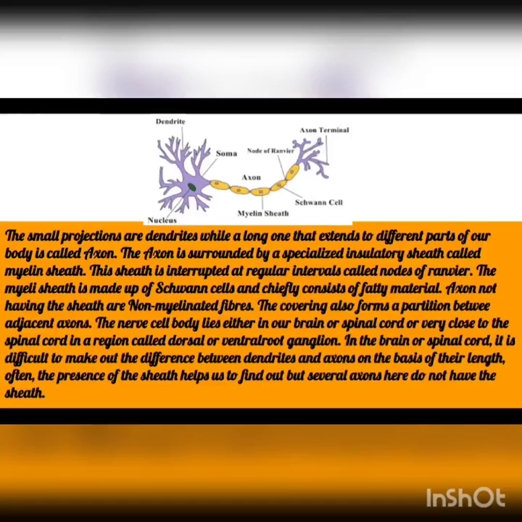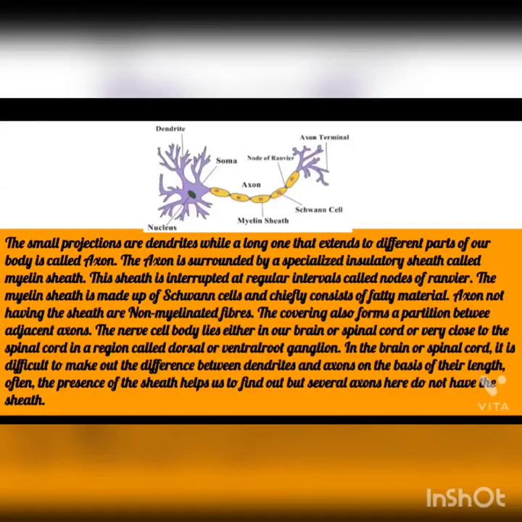The axon is surrounded by a specialized insulator sheath called the myelin sheath. This sheath is interrupted at regular intervals called nodes of Ranvier. The myelin sheath is made up of Schwann cells and chiefly consists of fatty material.